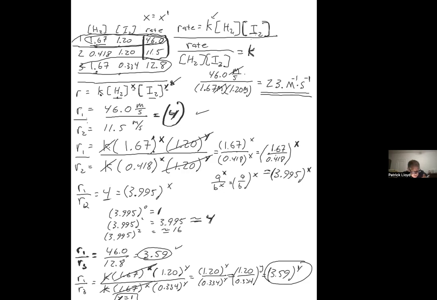Now, what if I had done it for experiment 2? Suppose I did that one. Well, then I would have 11.5 molarity per second over 1.67 molar. Now, if the exponent were a 2, you'd put a 2 in there, you'd square it, over 0.334 molar. And look what happens, you get the same value. So it's going to be the same for each one. Okay, I won't do the third one, but it's going to be the same as well. So it's 23. So for the second part, K would be 23.